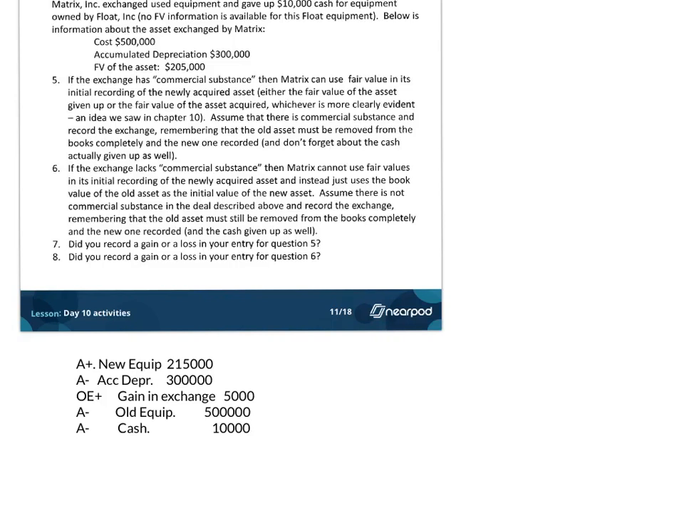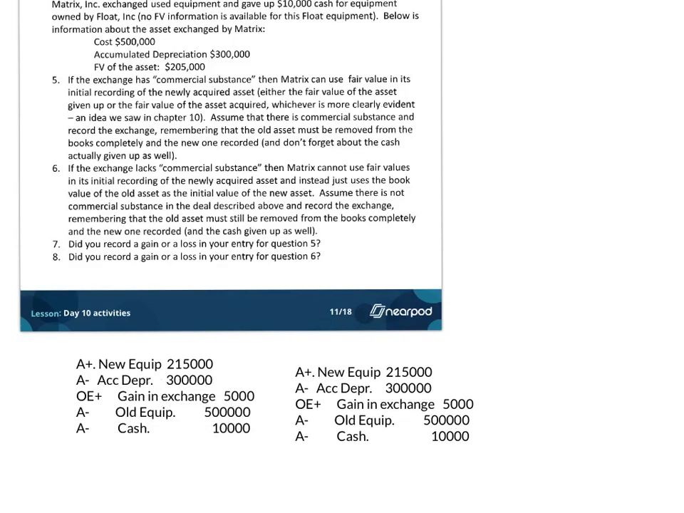What I'm going to do is copy that entry and paste it over here, and then we're going to change the things that we know are no longer true. All right, because we have to figure this one out again. We did give up cash. We definitely had to remove the old equipment, so that's that credit. We definitely had to remove the old accumulated depreciation that went with it, and we gave up cash.